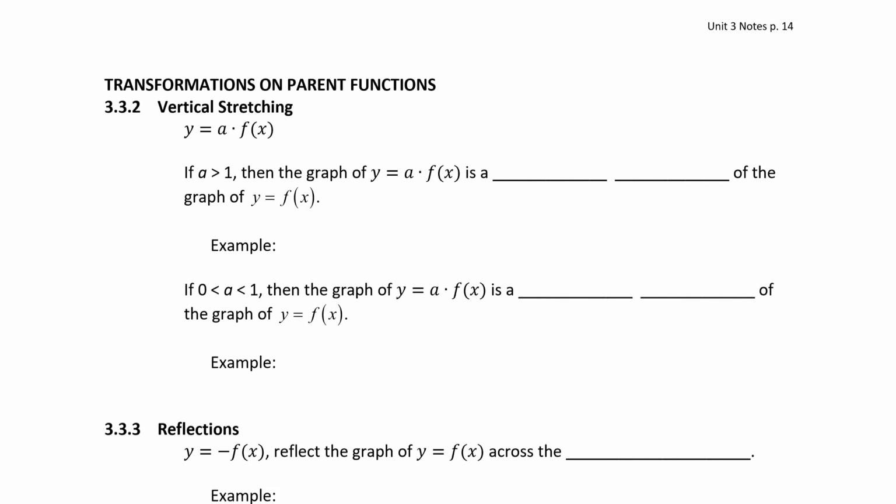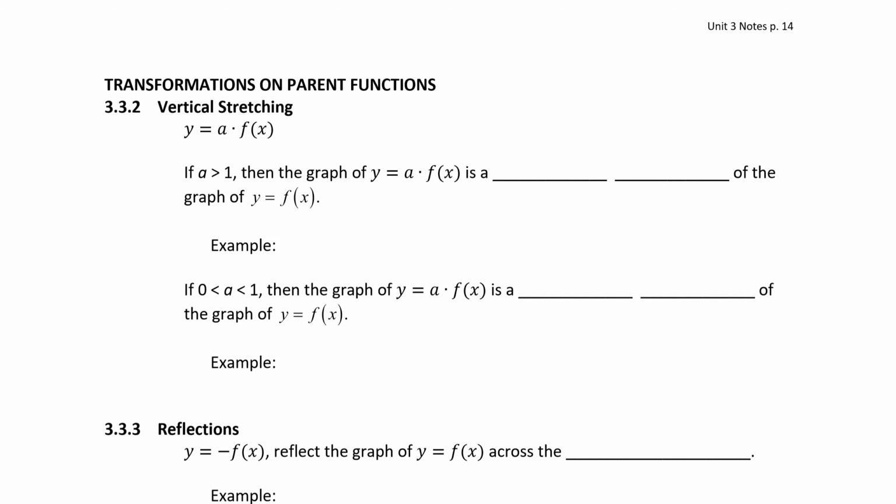Now that we are familiar with the parent functions and their corresponding graphs, we will next examine how an operation in one of those basic functions affects the graph. We're going to look at vertical stretching and shrinking, reflections, and horizontal and vertical transformations. Let's start with 3.3.2, vertical stretching.